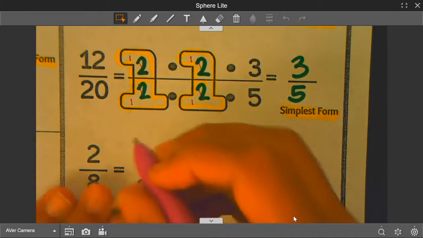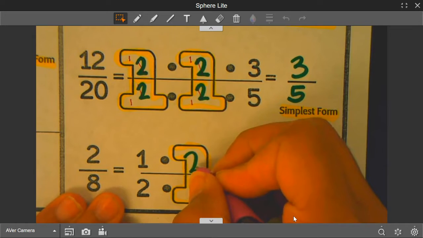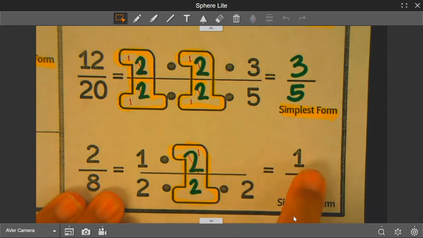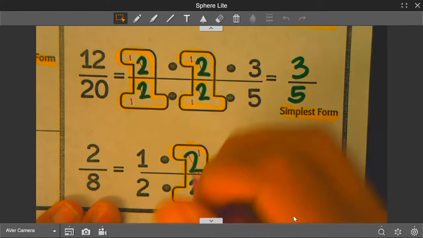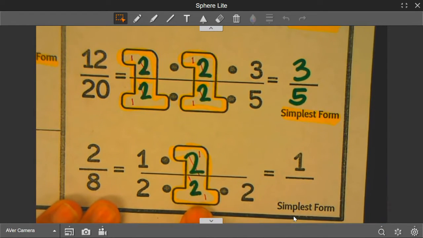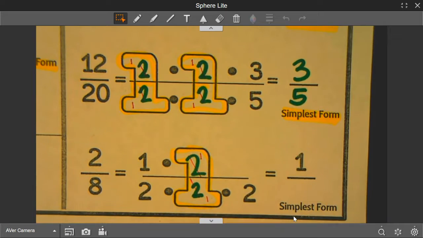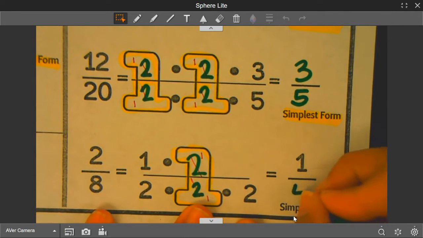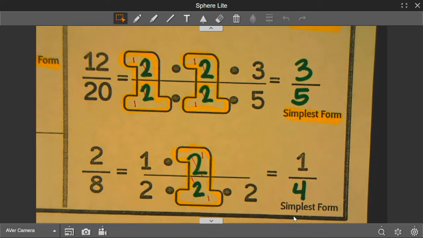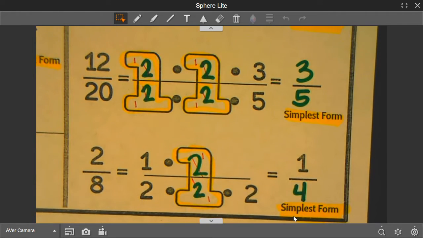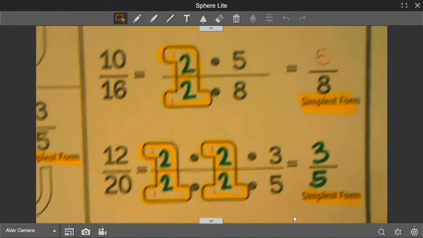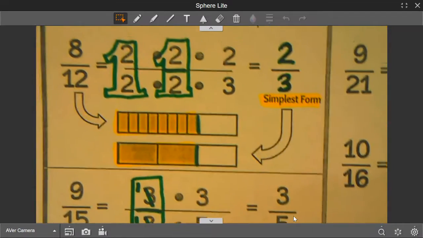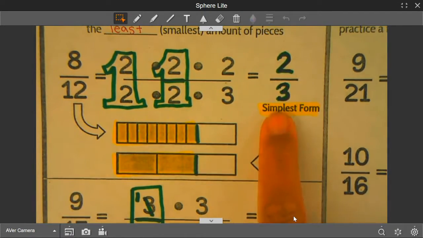And now let's multiply. So I have 1 times my giant 1. So 1 times 1 is 1. And then 2 times 1 is 2. Multiply by 2. So 2 times 2 is 4. All right, so 2/8 is the same as 1/4, and 1/4 is the simplest form. Okay. All right, so we looked at, what did we notice going from a fraction to its simplest form?